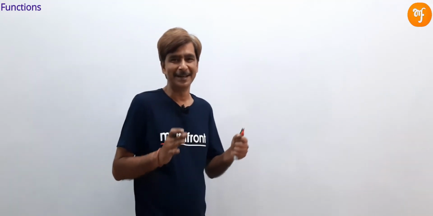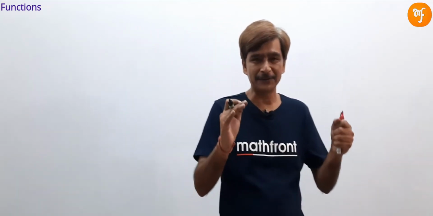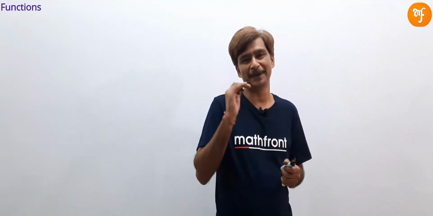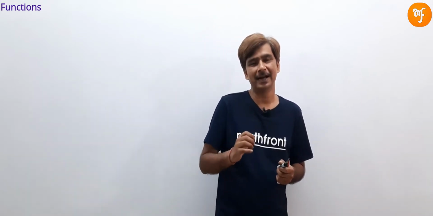So friends, now we are discussing the types of function. Functions are basically four types. Type 1 is one-one function, type 2 is many-one function, type 3 is onto function, and type 4 is into function. Okay, so please write down the statement.